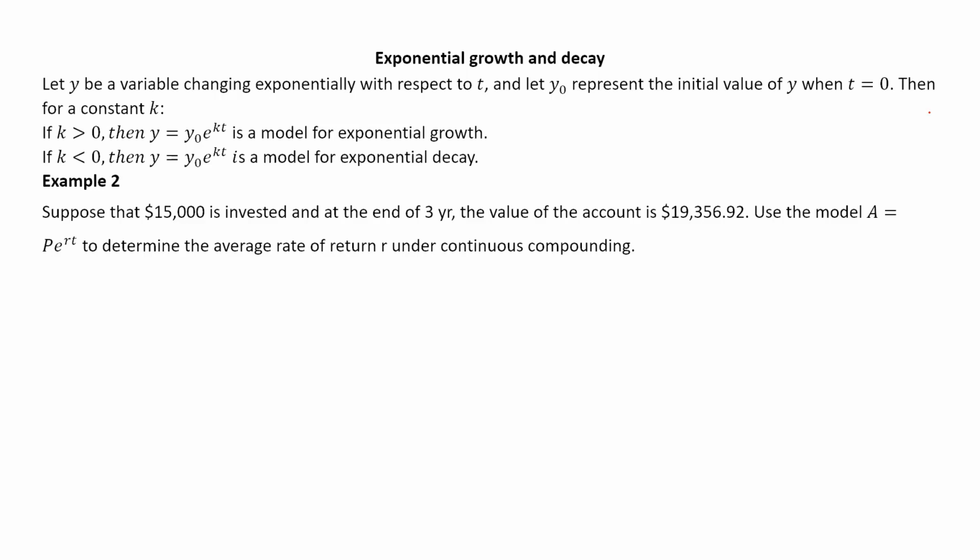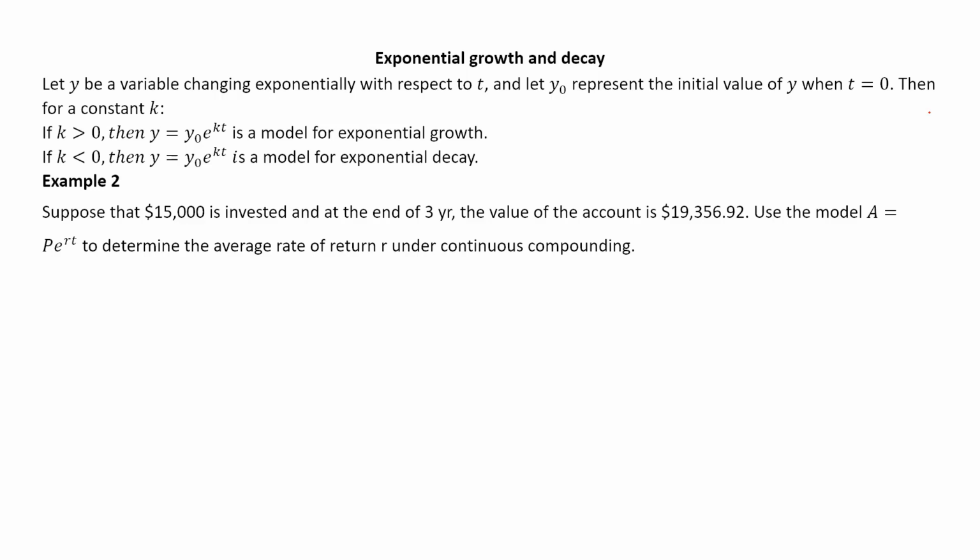So it can also be used when you're talking about investment. It's similar to A equals P e to the RT, where P is your principal investment, R is your interest rate, and T is the amount of time it's been invested. And this is with continuous compounding. Remember, we talked about this with Euler's number, and that's why Euler's number is important.